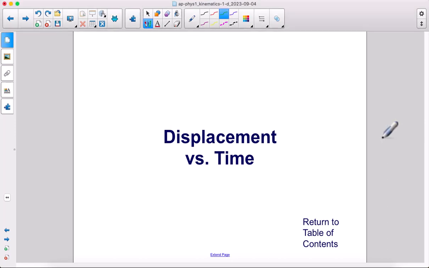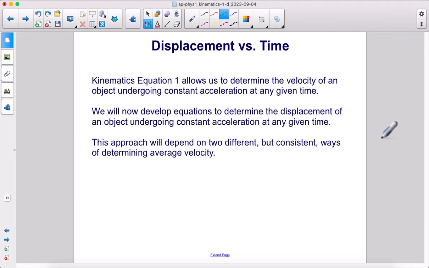Displacement versus time. Kinematics equation 1 allows us to determine the velocity of an object undergoing constant acceleration at any given time. We will now develop equations to determine the displacement of an object undergoing constant acceleration at any given time.